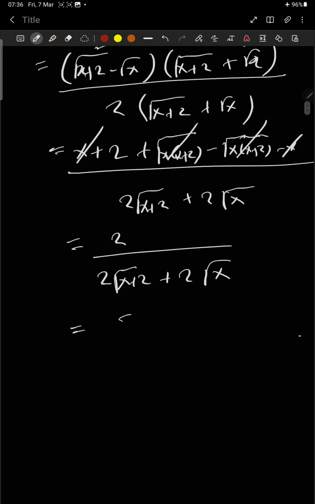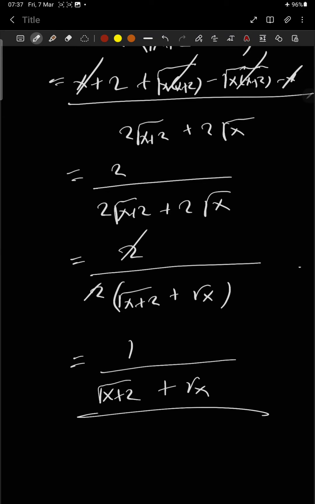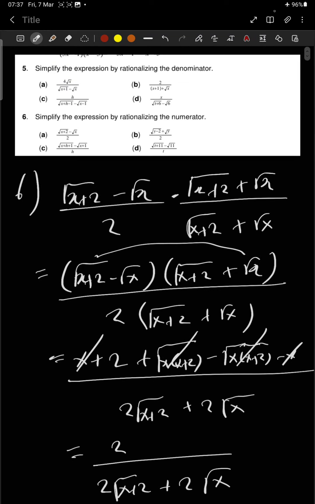Now notice, guys, 2 is common, so you can factorize it down here. This will cancel, and the answer will be 1 over square root of x plus 2 plus the square root of x. That is our answer. Okay, let's look at part 2. That's B.